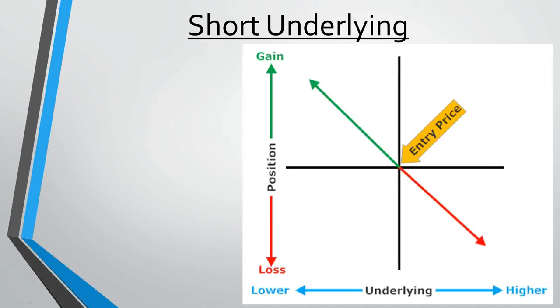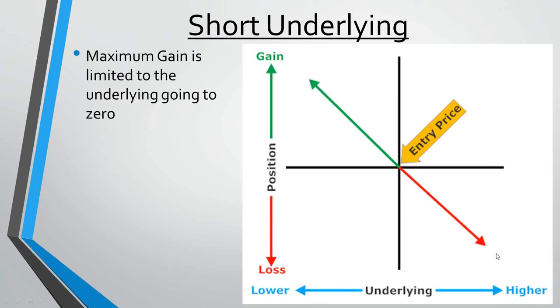In a short underlying, again, this is representative. If the underlying is going lower, the gain is here, represented in the top left. That's the gain of the position. Price of the underlying, gain or loss of the position. If the underlying is going higher, then the position goes into loss. The maximum gain is limited to the underlying going to zero in a short underlying position. And the maximum loss is unlimited because, again, if you're short the S&P 500, it can theoretically go to 100,000, 200,000, 300,000. So this is just to show you what the actual underlying position would look like in a short.